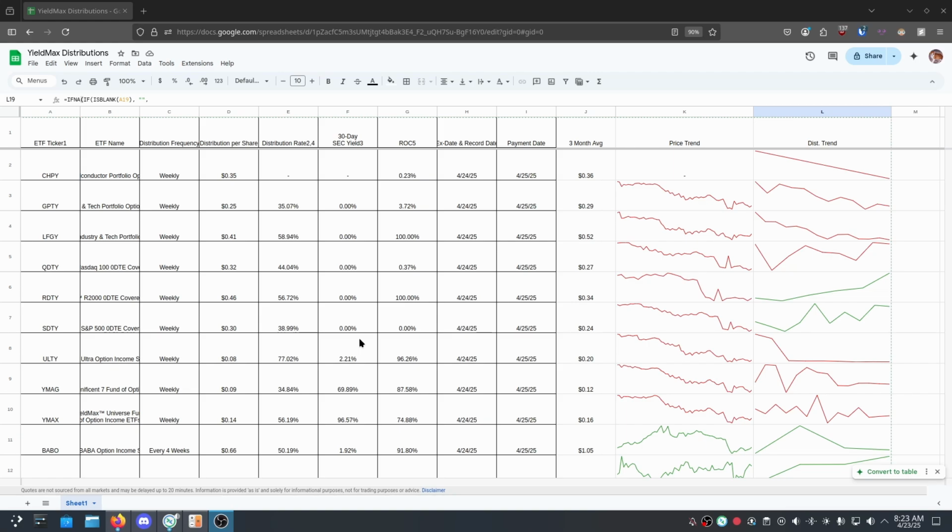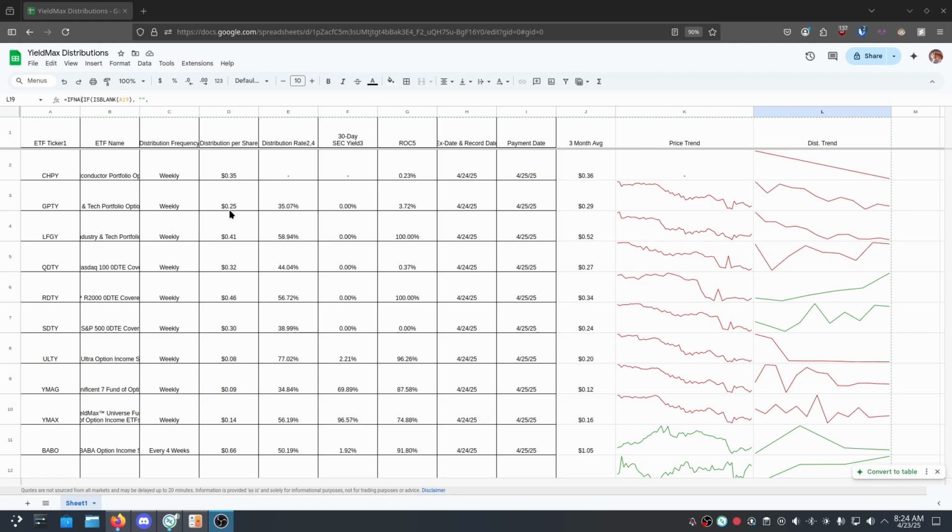So yeah, going straight into it, we have CHPY. You can see I think this is the first distribution we had for CHPY, which is 35 cents. Actually, maybe not, but I think there's only been two distributions here. And yeah, it's pretty close to its 3-month average, so can't really complain there.